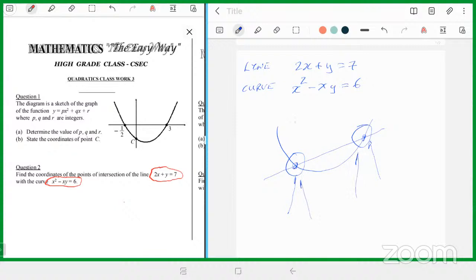So one of the x values will be for here and the other x value will be for there. Or if it is a y value you're finding, same thing. One y value will be for here and the other y value will be for there.